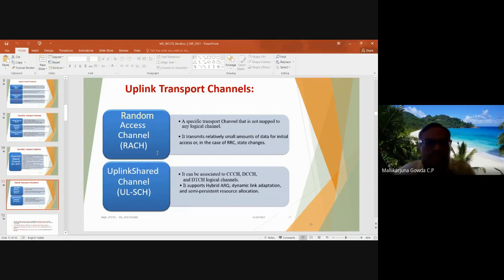This uplink shared channel supports hybrid ARQ, dynamic link adaptation, and semi-persistent resource allocation. Since the name says it is an uplink transport channel, it is from user equipment to the base station. Your user equipment will be using this channel for transmitting data.